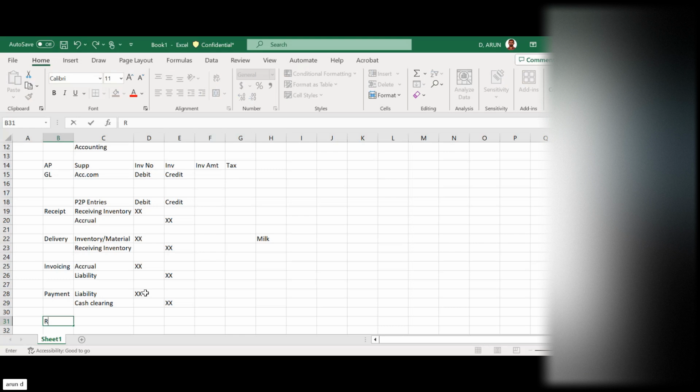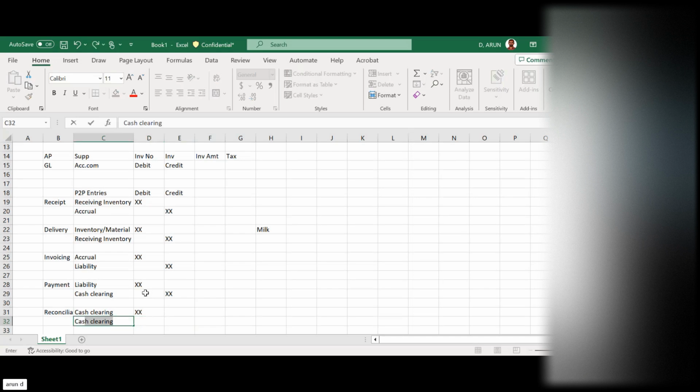Okay, so now we talked also about the reconciliation. When I do the reconciliation, I will have debit as the cash clearing account, and then the cash account will hit on the credit. So here if you see, there are a lot of temporary accounts. So what are the temporary accounts? This is my temporary account, and this is my permanent account. This is my temporary account, and this is my temporary account. This and this also my temporary account.